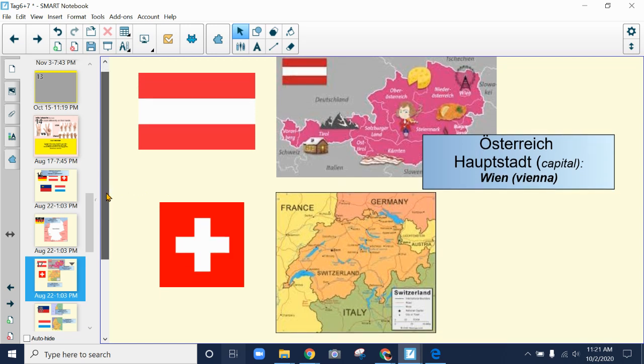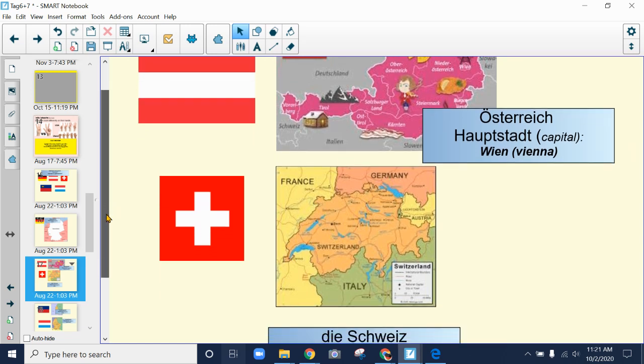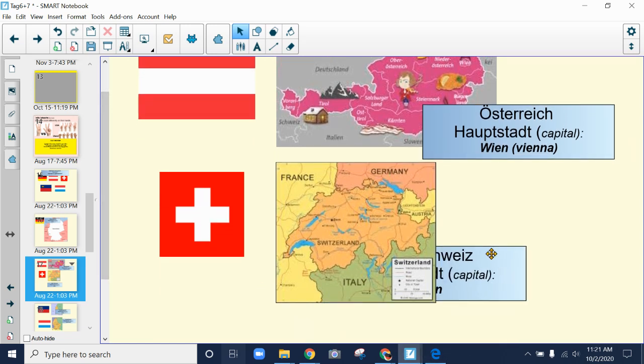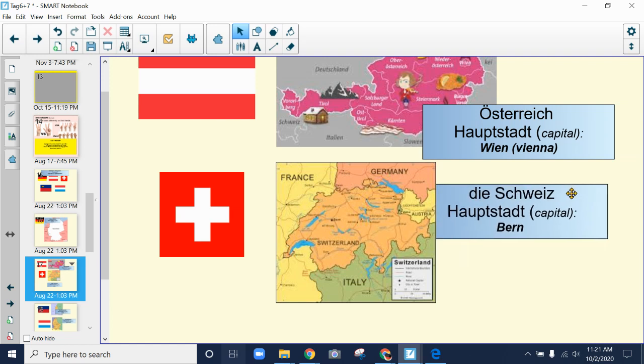The next flag was Switzerland, die Schweiz, this country. We use actually an article. There are not many countries with articles, but for Switzerland, we do. So it's die Schweiz, Hauptstadt, capital is Bern. So you can pause the video, draw the flags, write down the capitals.